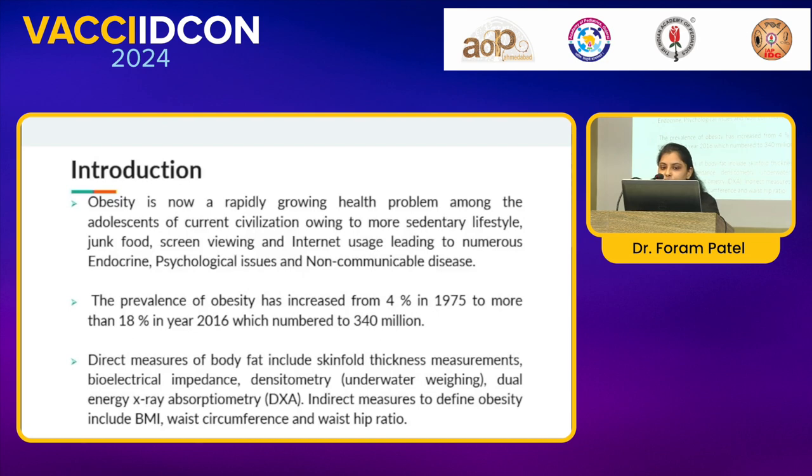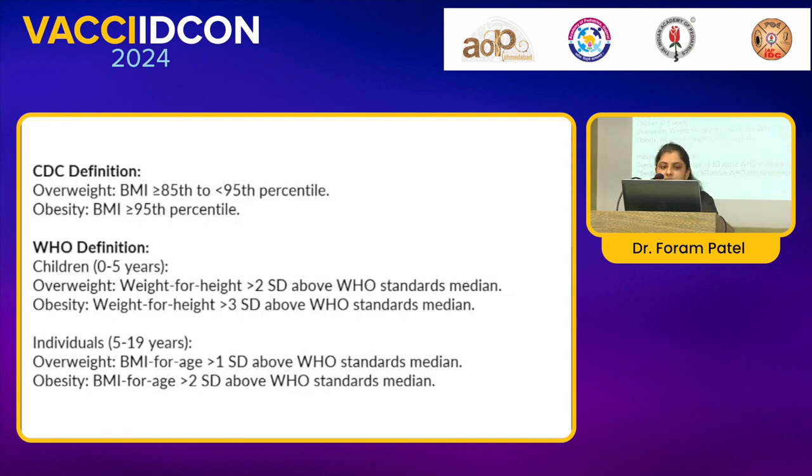The direct measures of body fat include skin fold thickness, bioelectrical impedance, densitometry, and dual energy X-ray absorptiometry. Indirect measures include BMI, waist circumference, and waist-hip ratio. The CDC defines overweight as BMI between the 85th and 95th centile and obesity as greater than the 95th centile.